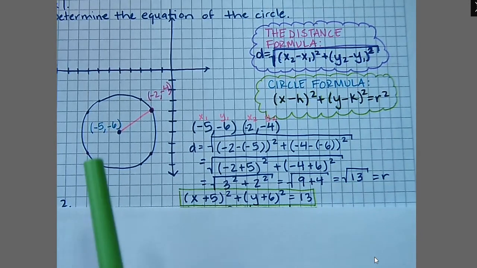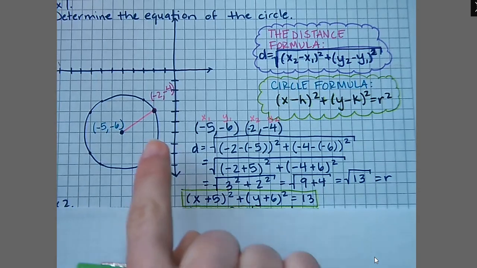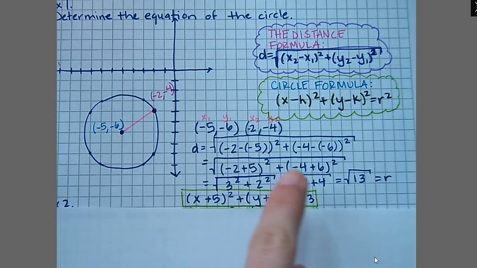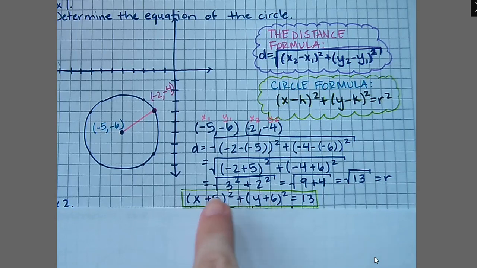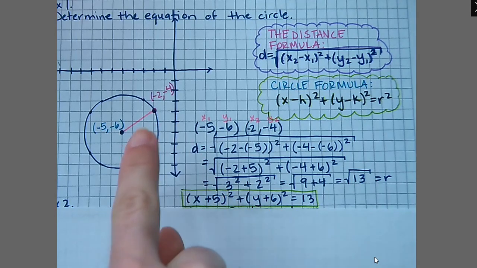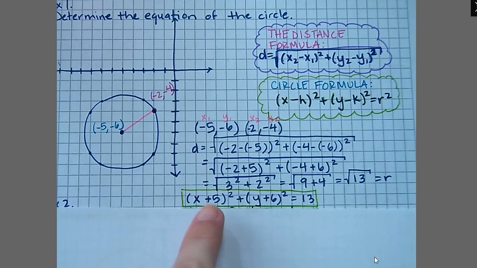So again, the reason we did this is because you can't actually tell what this distance is here. So we did not know what r was. So you have to use the distance formula to figure out r, and then you can just plug that straight into your equation. Don't forget that the h and the k values are going to switch whenever you're here. So this was -5, became +5. It was -6, now it's +6.